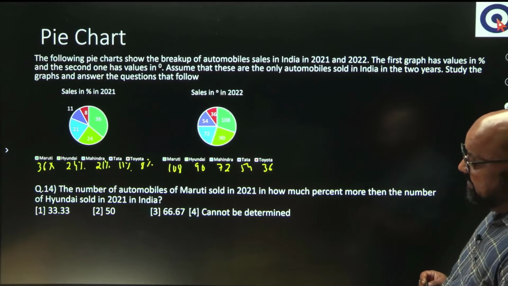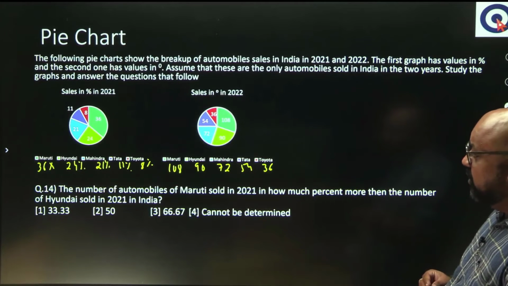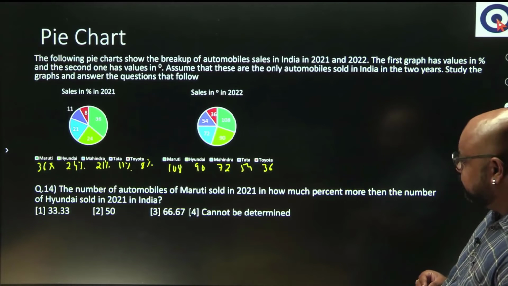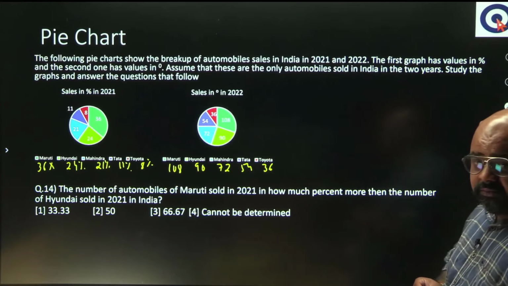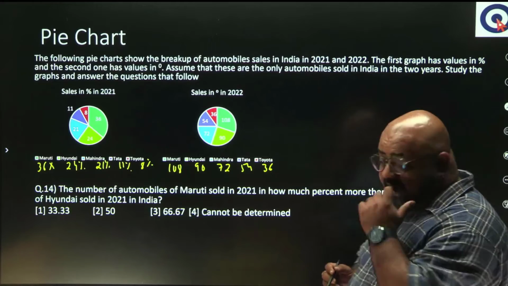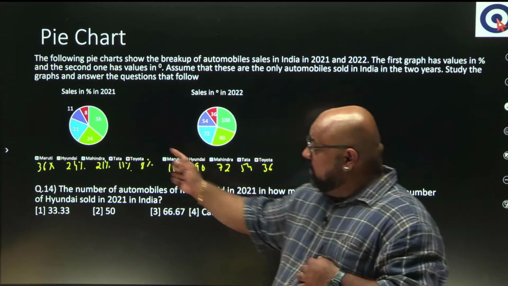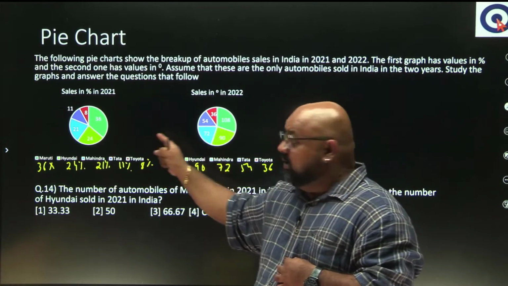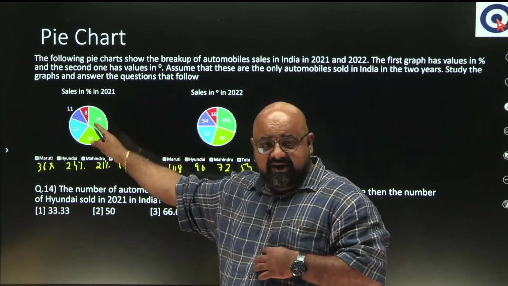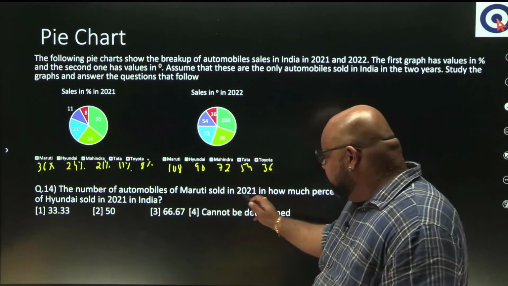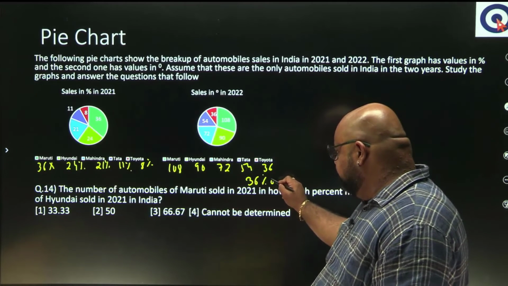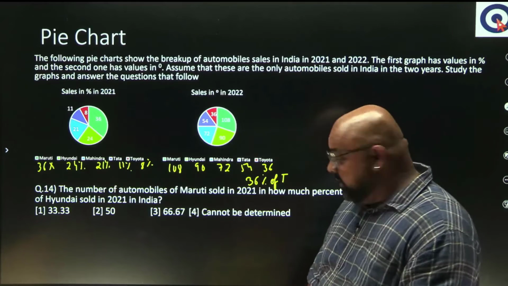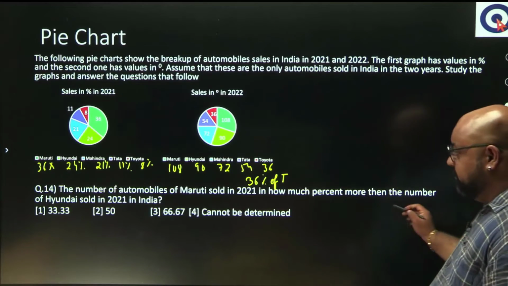Question 14 then says, the number of automobiles of Maruti sold in 2021 is how much percent more than the number of Hyundai sold in 2021 in India? So, see, I do not know the total sales, so a comparison from here to here is not possible. But within the pie chart, I can make comparisons. Maruti in 2021 is 36% of the total of 2021. Hyundai is 24% of the total.